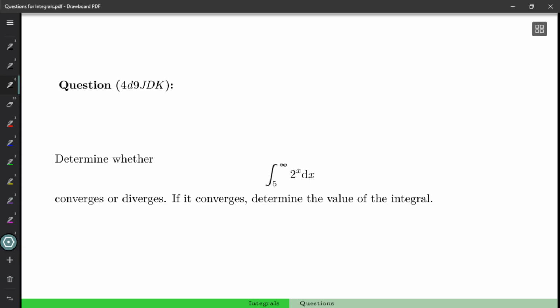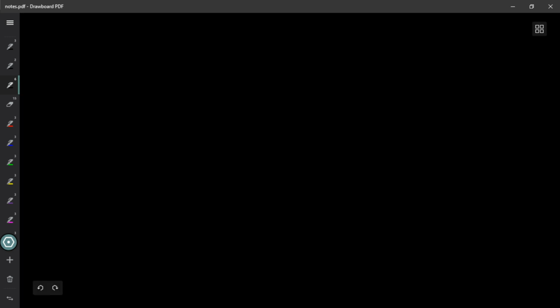Determine whether this type 1 improper integral converges or diverges. If it converges, determine the value of the integral. So we're going from 5 to positive infinity, and 2 to the x is our integrand. That's the function. Okay, so what do we do?